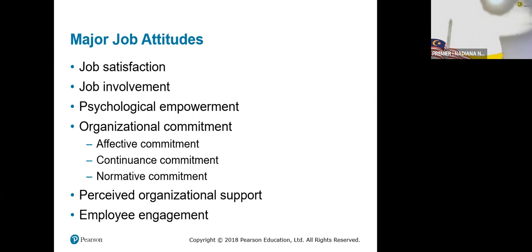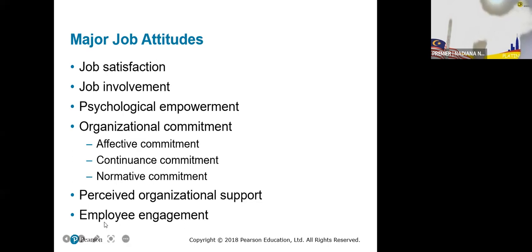Okay, and then number three, perceived organizational support. Any organization must be supported by the members of the organization. None of them must be isolated. None of them can run away from perceived organizational support. They must give full support to the organization.